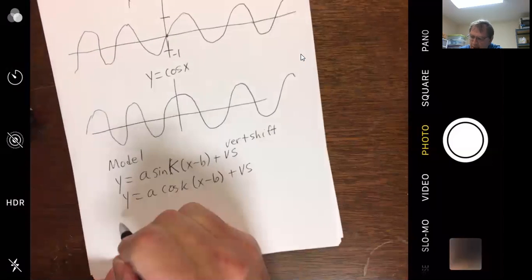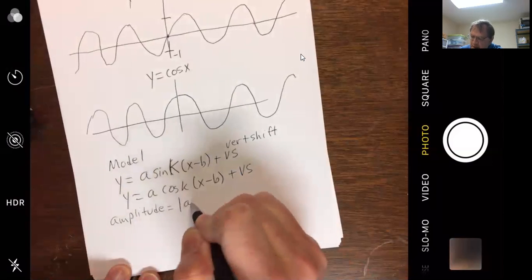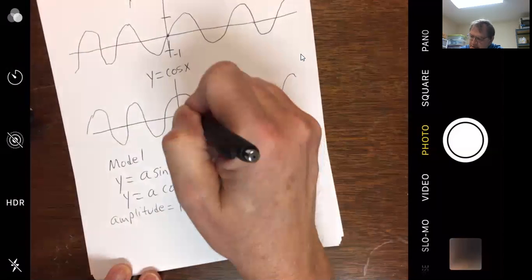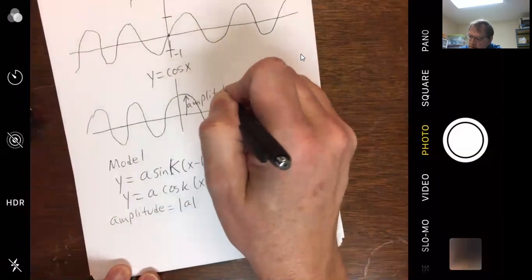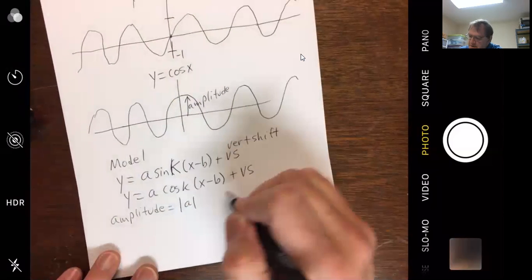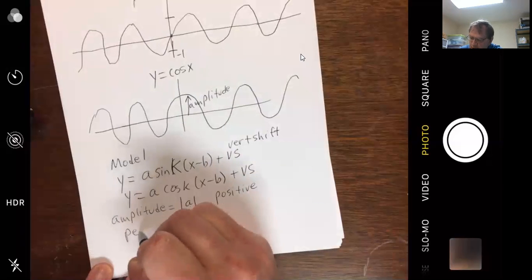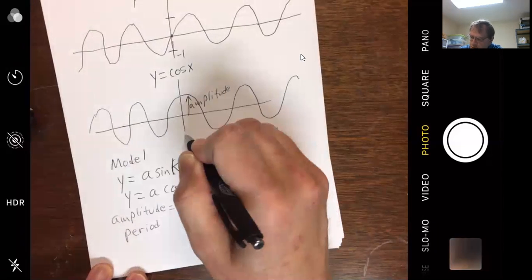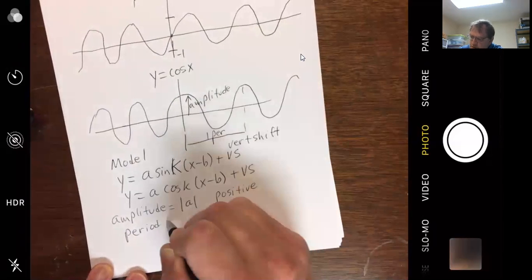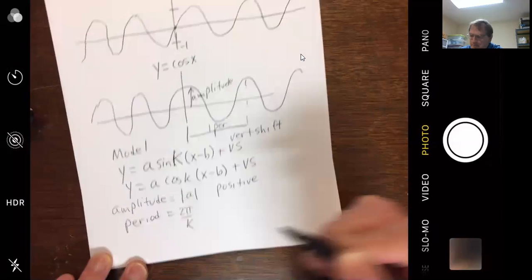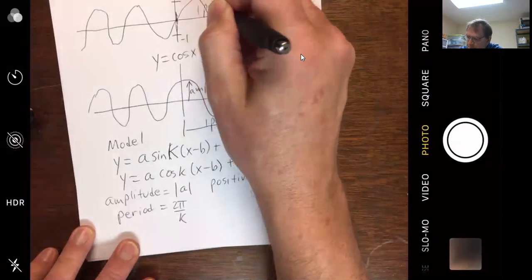All right. Amplitude is the absolute value of the a. It's the distance from center to the peak, positive distance. The period on this one runs from here to here, and is 2 pi divided by the k value. On this, it runs from here to here, 1 period.